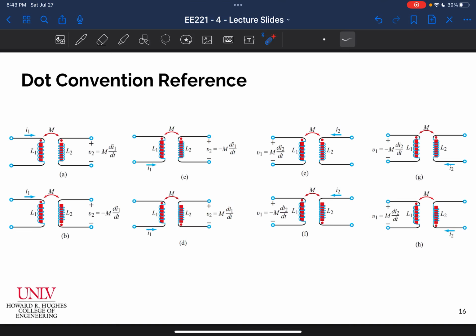All right, so here we have the dot convention reference that I put into this slide. It looks like a lot to think about, but really there's only one thing that you need to think about, and I'm going to write it down. What they're basically showing here is all four combinations of dots, but with all four combinations of currents as well.